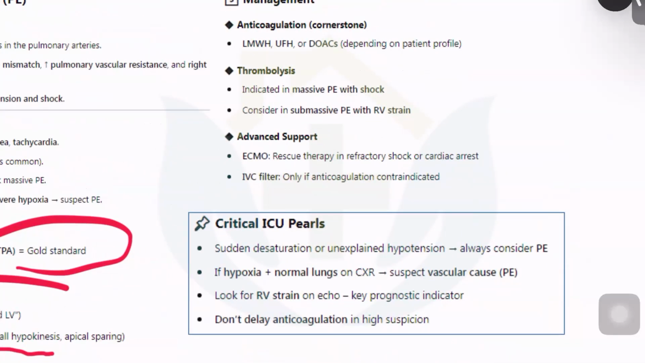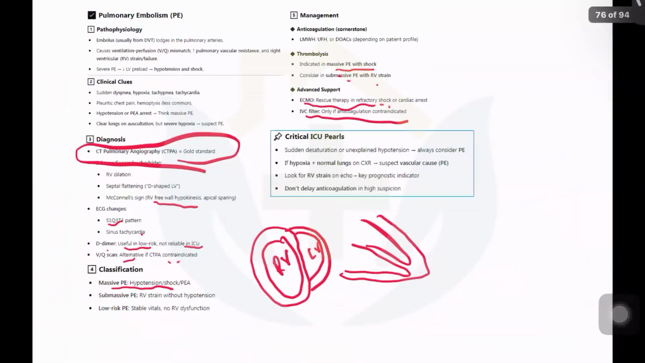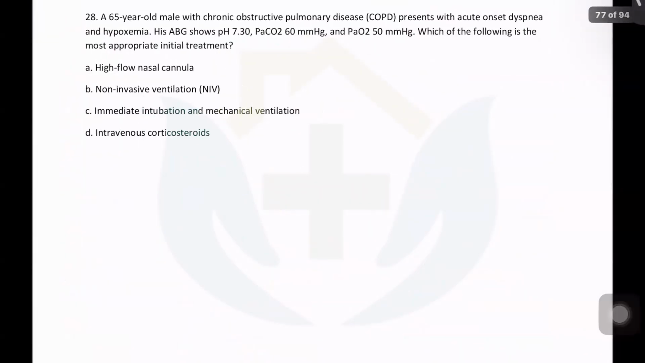Anticoagulation immediately, thrombolysis indicated in massive PE with shock. Consider in submassive PE. ECMO may be used and along with IVC filter only if anticoagulation is contraindicated. So pulmonary embolism is something which is very important for exam also.